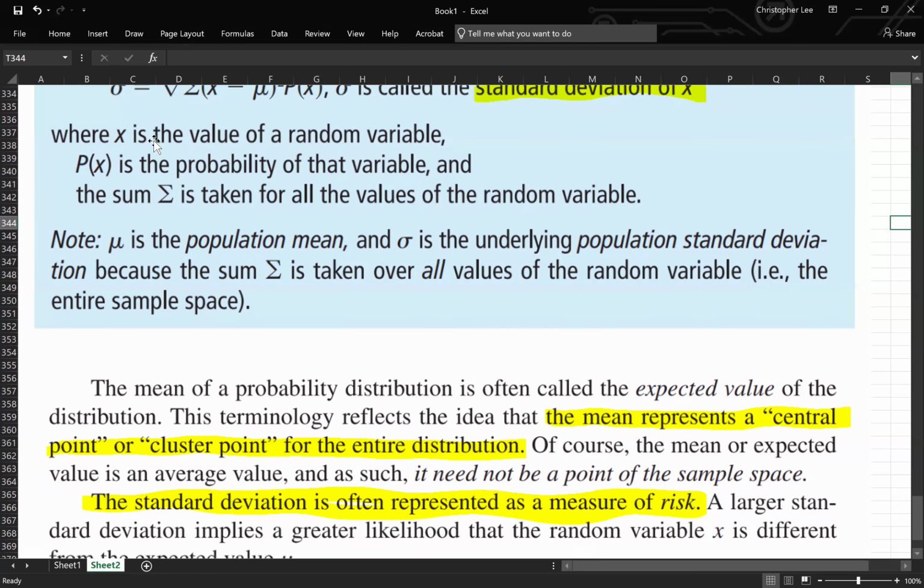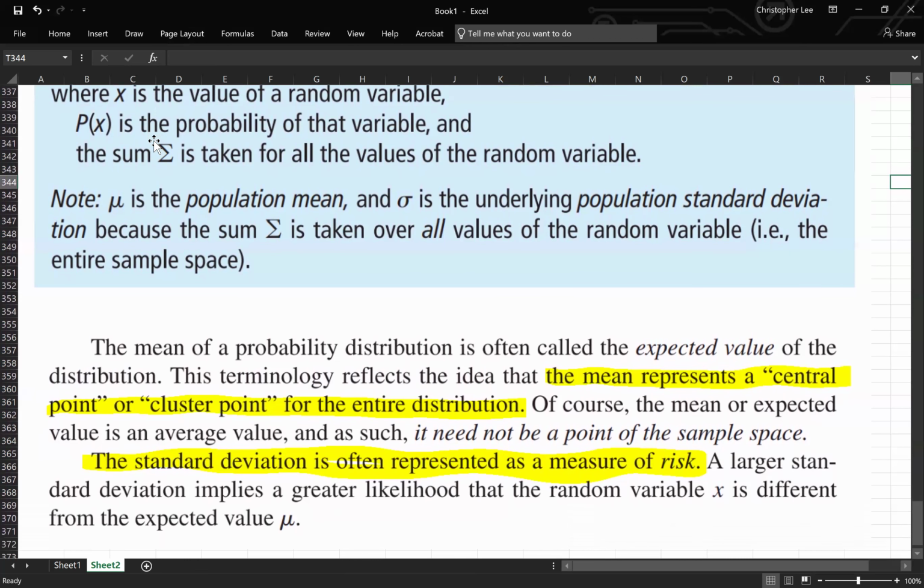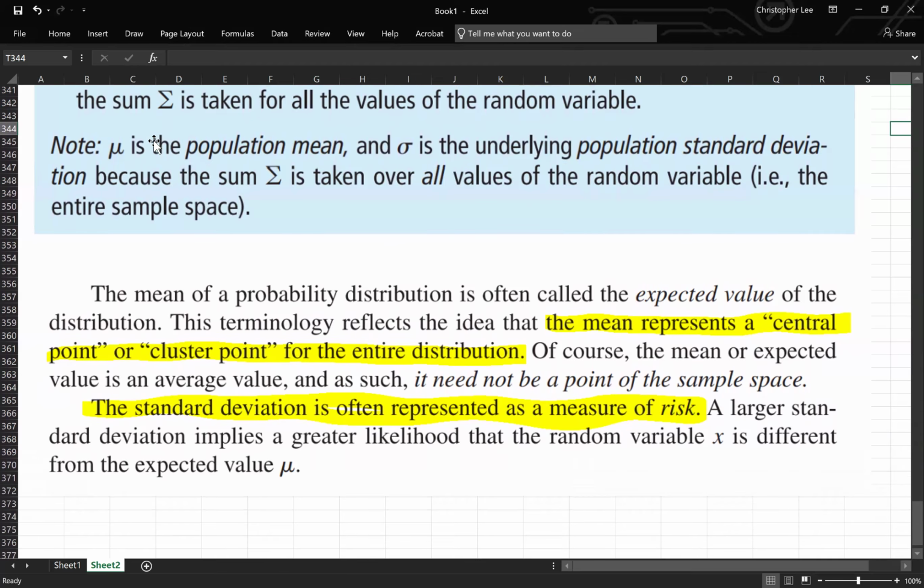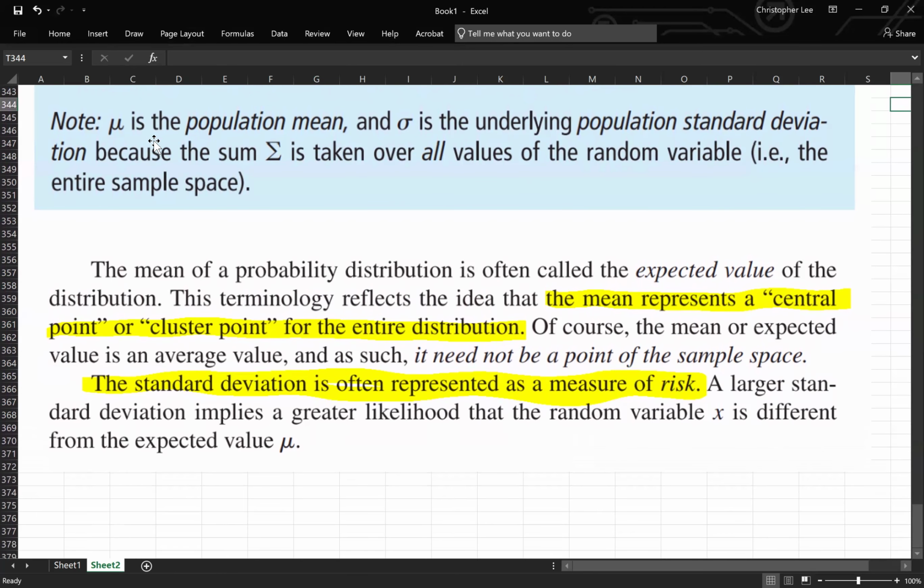The standard deviation often represents a measure of risk. A large standard deviation implies a greater likelihood that the random variable x is different from the expected value mu. So large standard deviation, more risky. Small standard deviation, more safe. Think of it like that.